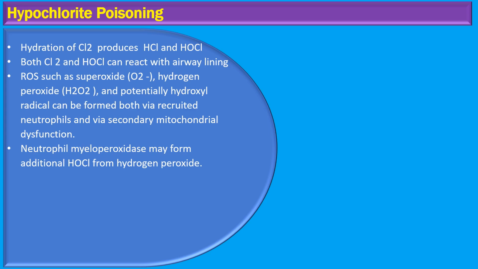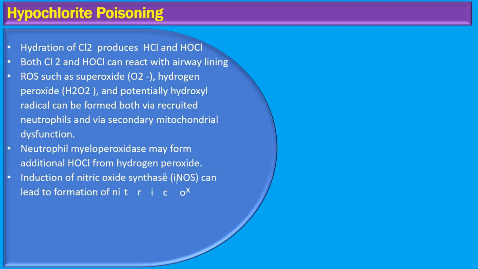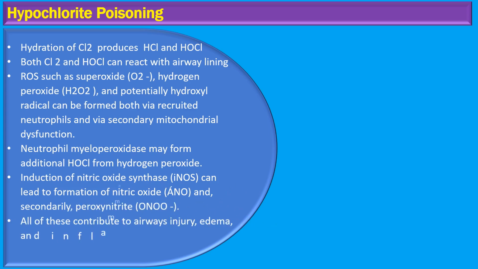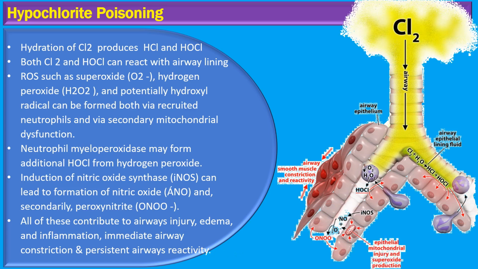And to add to the mix, our body's own enzymes can produce nitric oxide, which then combines to form peroxynitrite. Together, these chemicals create a storm of reactions leading to swelling, inflammation, and the airways tightening up immediately, with effects that can last up to 6 to 12 hours.